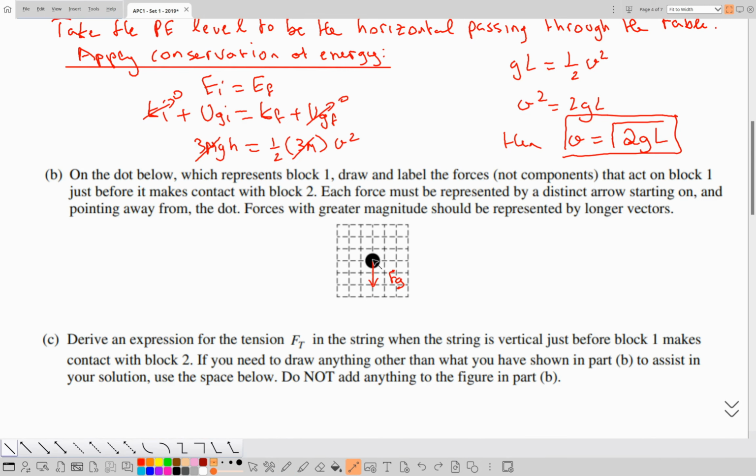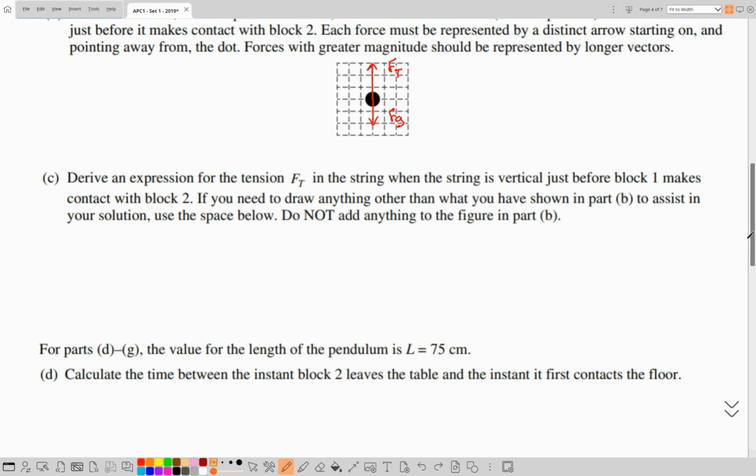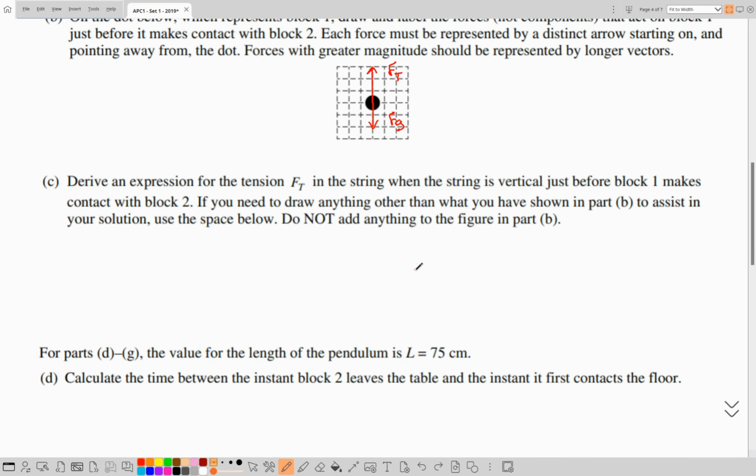And let me represent the tension force to be greater in magnitude, represented by 3 grids. And now in part C, they're asking us to derive an expression of the force. So whenever they mention a force, we should directly think of Newton. In the string, when the string is vertical just before block 1 makes contact with block 2.